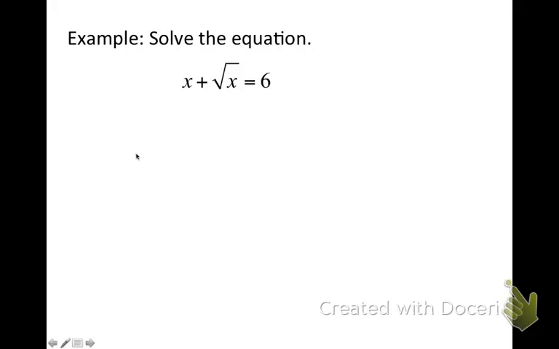X plus the square root of x equals 6. Now we're going to get a little bit more complicated because we're going to have to do some foiling in this case. But before I can do any squaring of anything, we need to get that square root sign all by itself. To get the square root sign all by itself, we're going to have to move this x term over to the other side. So then we get the square root of x equals 6 minus x.